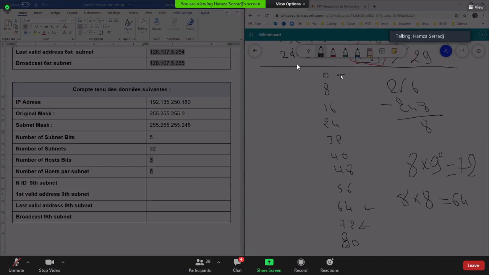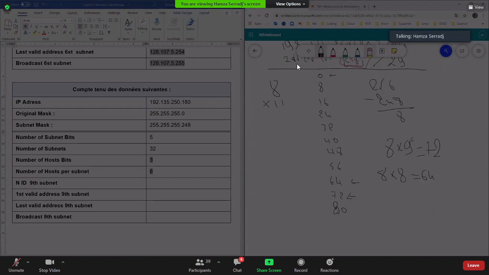Also, if he asks you the 11 subnet, this is good. But if he asks you the number 11, the subnet 11, you just need to take 8 times 11. You don't subtract 1, because this is subnet 0, subnet 1, 2, 3, 4, 5, 6, 7, 8, 9, 10, 11. So you just take 8 times 11, okay? But the 11th one, you start from this one.